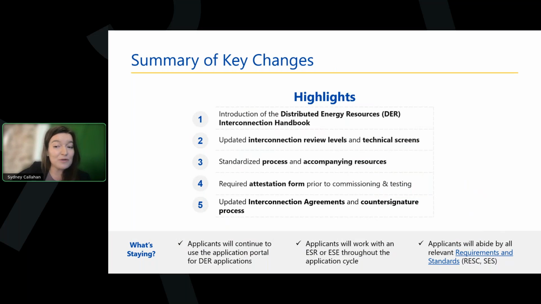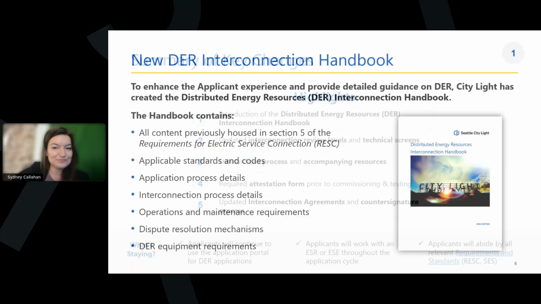So we've talked about what's changing, but there are a lot of aspects of this that are staying the same. So applicants are going to continue to use the existing application portal to submit solar applications. And you're going to continue with your existing contacts, either the electric service representative or the electric service engineer, ESR or ESE, throughout the application cycle. Applicants are also going to continue to be expected to abide by all the relevant requirements and standards that are in existence today, everything in the RESC and the SES. But now we'll take a closer look at each of those 5 changes.